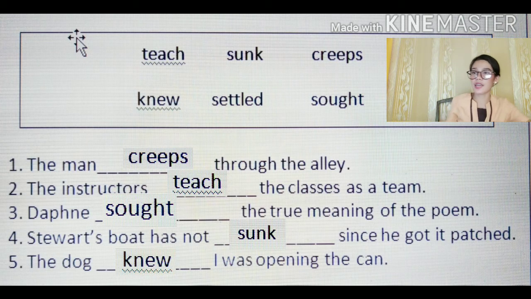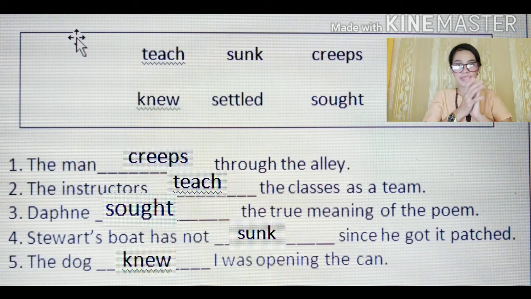So let's read all together from sentence number 1 to sentence number 5. Start. The man creeps through the alley. Number 2. The instructors teach the classes as a team. Number 3. Daphne sought the true meaning of the poem. Number 4. Stuart's boat has not sunk since he got it patched. Number 5. The dog knew I was opening the can. Very good. Clap ourselves, everyone.